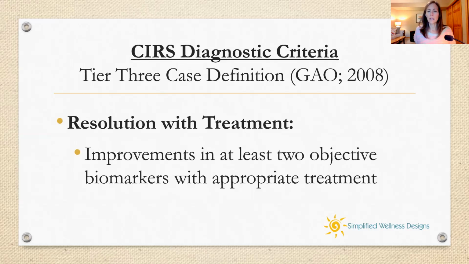In 2008, the Government Accountability Office actually added a 3rd tier to the case definition of CIRS for formal diagnosis. So we need tier 1, we need tier 2, the objective biomarkers, and then tier 3 is that we need to see resolution with treatment. So we want to see at least 2 out of those 3 originally dysregulated biomarkers improve with appropriate treatment. And if they do, that's a sure sign that you do in fact have CIRS, or did.